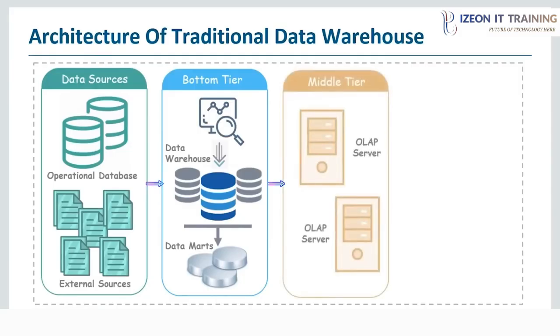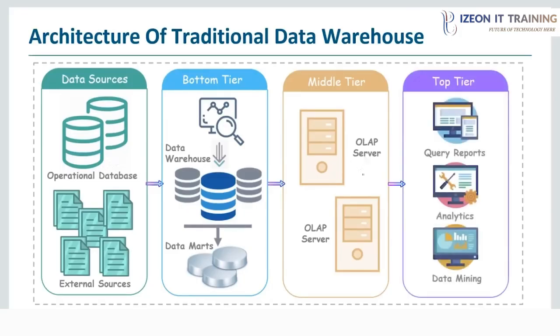And then comes the middle tier. In the middle tier, we have the OLAP server. OLAP is an acronym for Online Analytical Processing. This OLAP performs multidimensional analysis of business data and transforms the data into a format such that we can perform complex calculations, trend analysis, and data modeling on this data very comfortably.